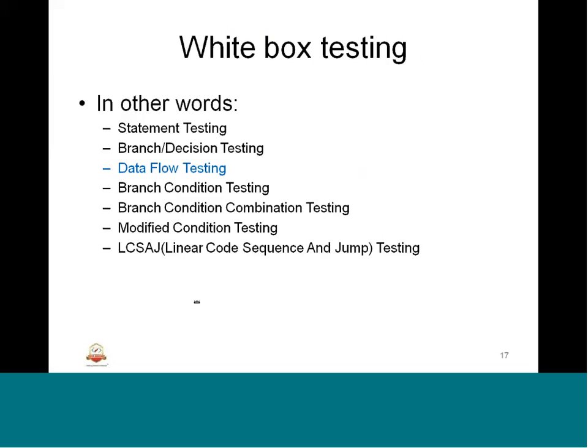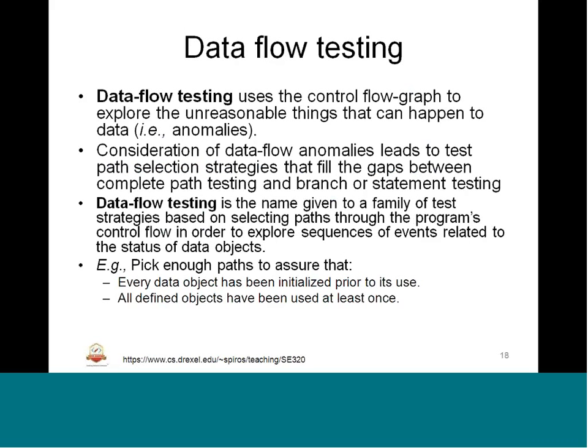Next we will see the other technique, called data flow testing. Here also, data flow testing uses the control flow graph. The control flow graph, we know, is the basic control of the program, how it is going to execute with the structure of the program. So data flow testing uses the control flow graph to explore the unreasonable things that can happen to data. That means basically we use the data in terms of controlling the flow.